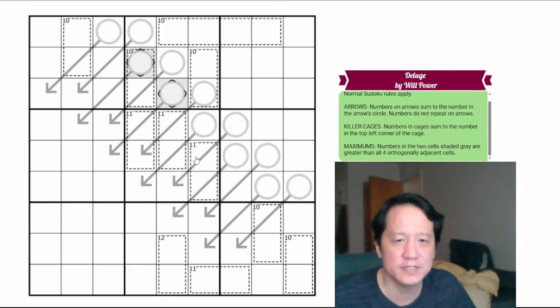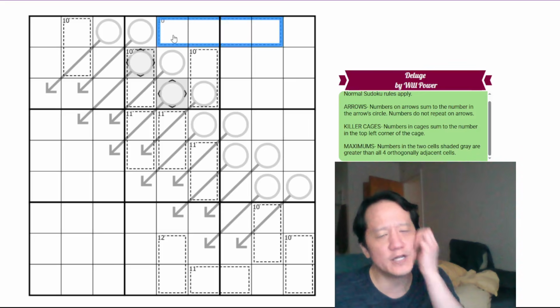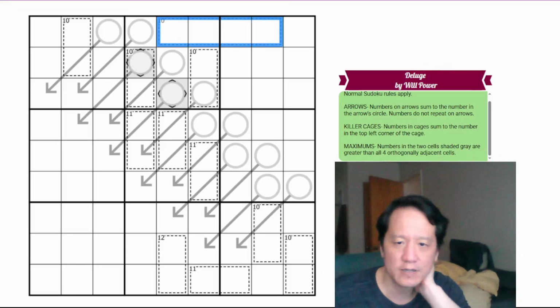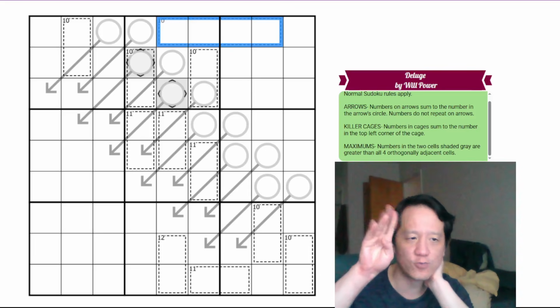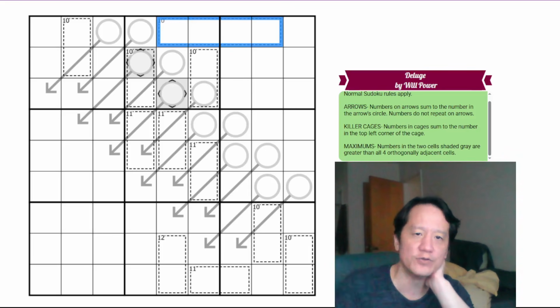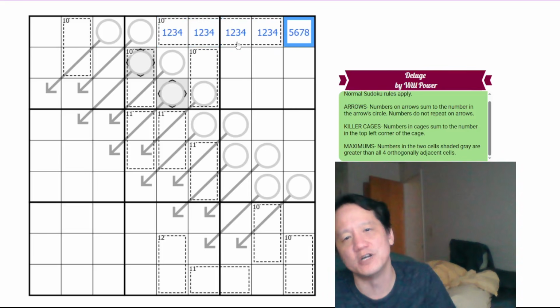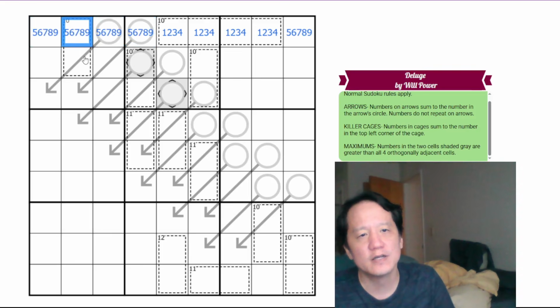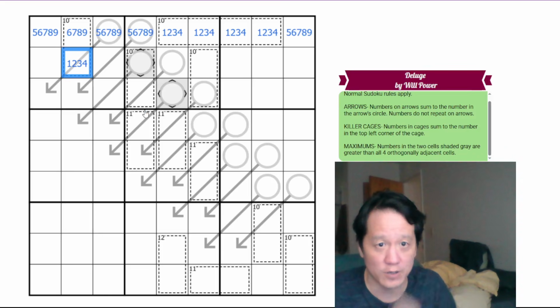Okay, a couple things stand out to me. One is that we have 4 unique digits adding up to 10. And the only 4 digits that can add up to 10 if they're unique is 1 through 4. That leaves the remaining digits in row 1 as 5 through 9. But 5 cannot add up with another digit to add up to 10. So this is 6 through 9. That forces this to be 1 through 4 here.